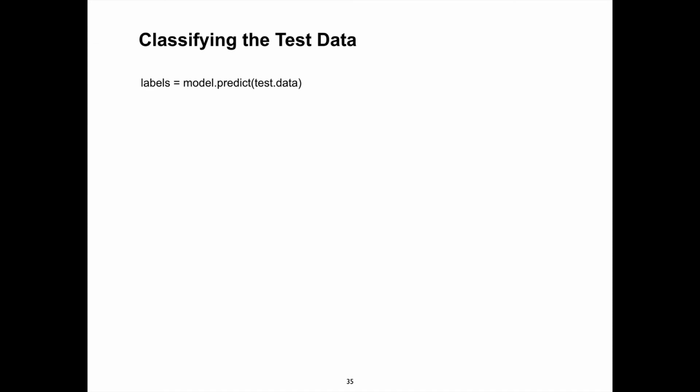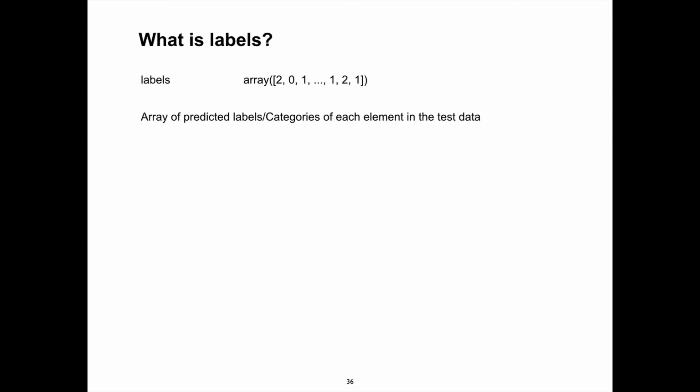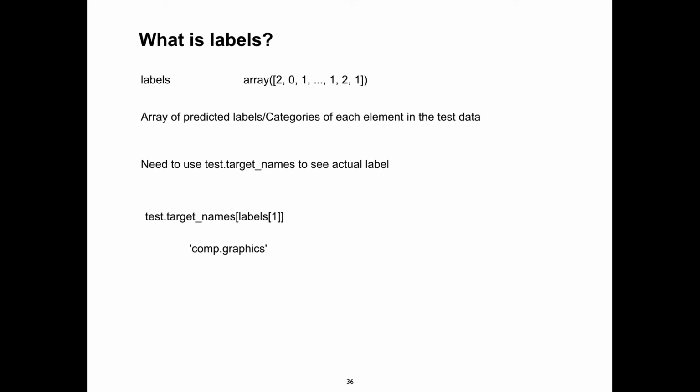Once we get the model, we can use it to predict where we're at, right? And then it's like, okay, what did I just get out of it? Labels is just an array of which group they thought each message was going to be in. That's it. But then if you really want to know which group that is, we need to get the target names and then index into it and get the actual name out.